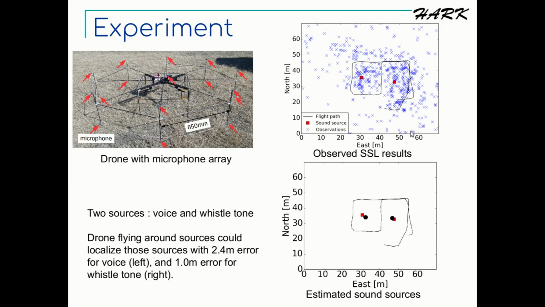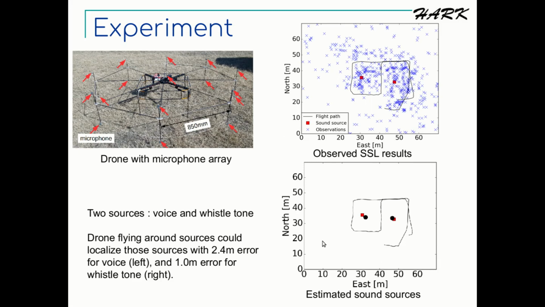Again, this is the data that I showed in the previous slide. Blue crosses show the observed position candidates for the two sources in the field, and the drone flew along the solid black line like this. And the drone utilized to record this signal is shown in this photo that had the two-story 16-channel microphone arrays surrounding the drone. The final estimated source positions are plotted as black dots in the bottom right figure shown here.